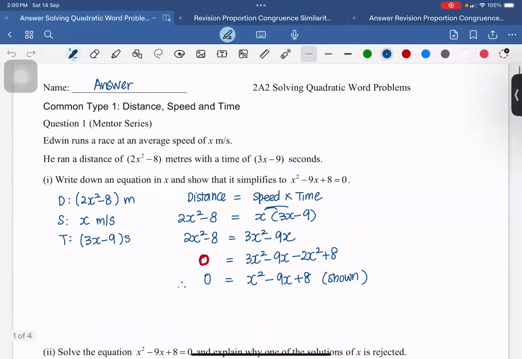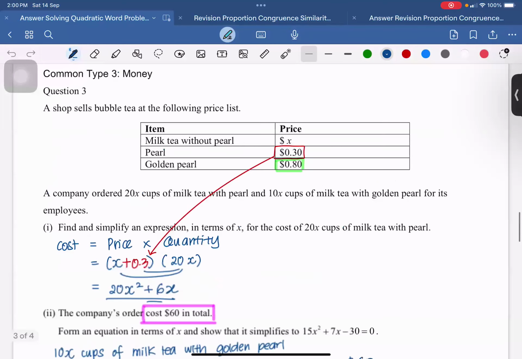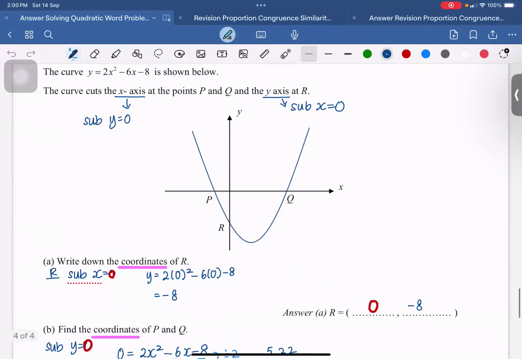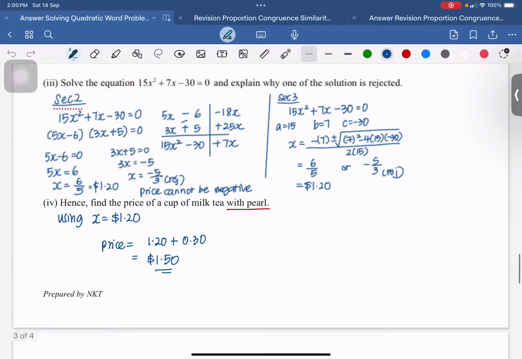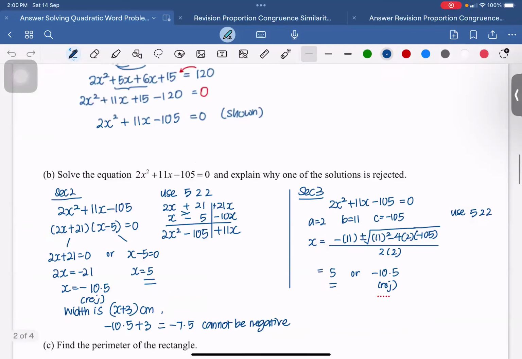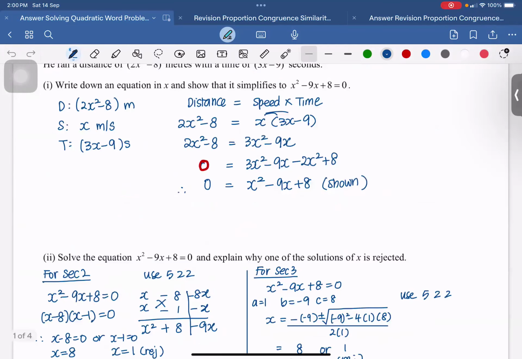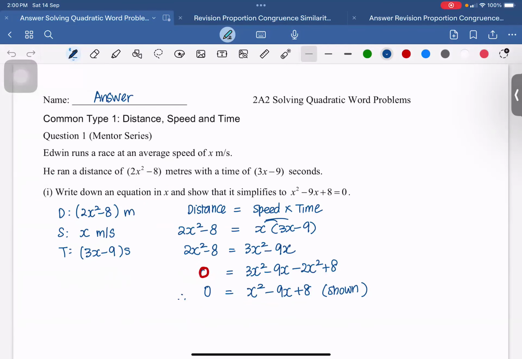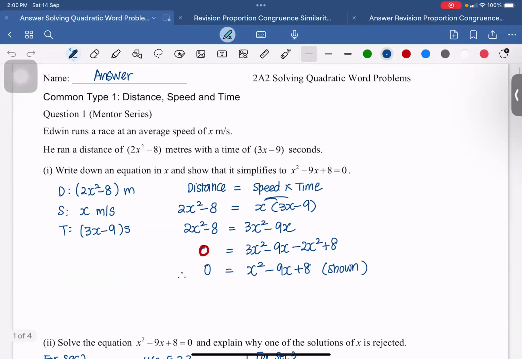Today I'm going to go through Sec 2 algebra on quadratic word problems and one more question on quadratic graphs. Then after that, we'll go on to proportion, similarity, and math skill. So without further ado, let me begin with the first question. My Sec 3 already went through this part, but my Sec 2 have not done so, so pay attention.